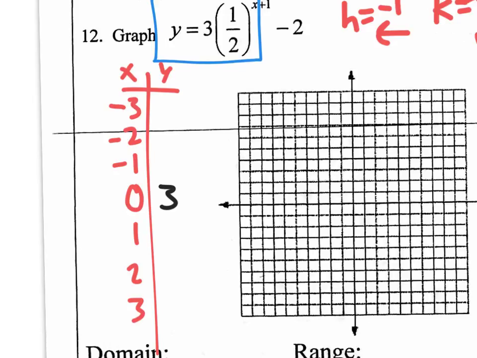Now, at this point, I could plug in 1 and work it out, or I could plug in 2 and work it out, or I could say, wait a minute, this is a decay function because the base is less than 1. So that means that this output 3 is going to decay. It's going to get smaller. And how is this 3 going to get smaller? How is it going to decay? It's going to decay by 1/2. So in other words, 3 times 1/2, that's 3/2, which is really 1.5 when I start graphing. But I'm going to leave it as 3/2 right now. And then 3/2 times half, it's going to get smaller. 3/2 times half is going to be 3/4.